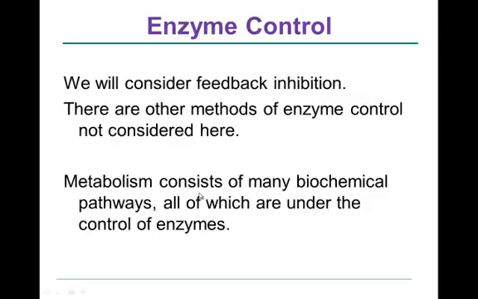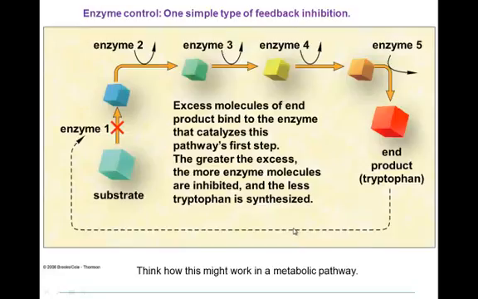And I want you to remember that metabolism consists of many biochemical pathways, all of which are under the control of enzymes, as I was stating earlier. So let's look at feedback inhibition. In feedback inhibition, a final end product serves as an inhibitor of the biochemical pathway that produces it. So that is what feedback inhibition is. This is showing a series of chemical reactions, in fact 5 chemical reactions. Each has an enzyme that mediates it, enzyme 1, enzyme 2, enzyme 3, enzyme 4, enzyme 5.